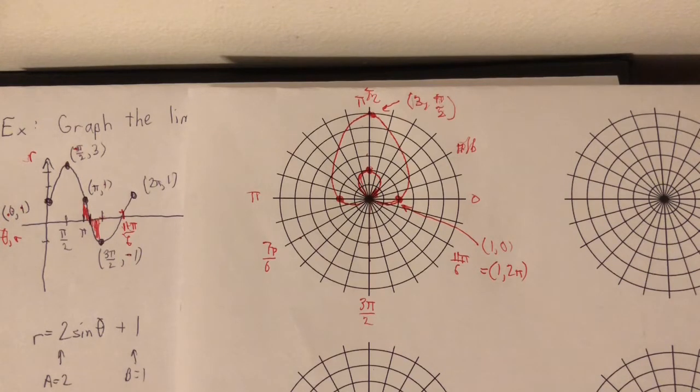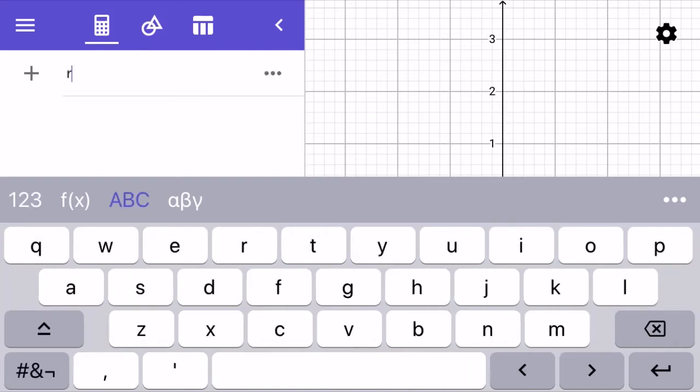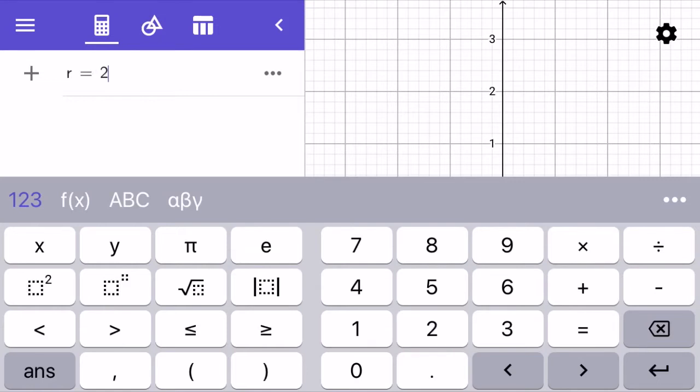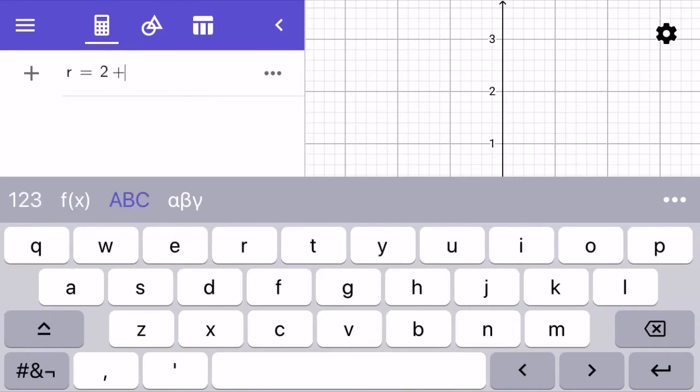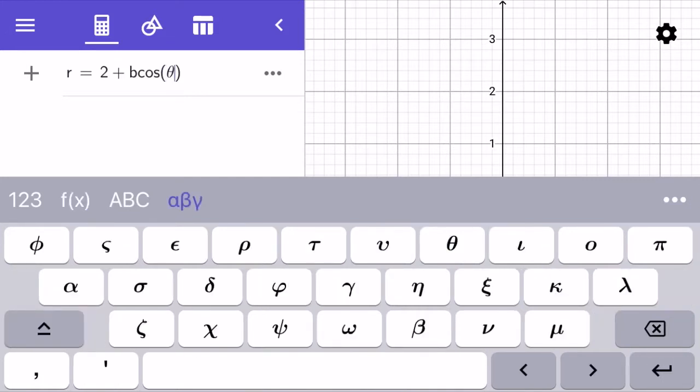So we'll take a look in GeoGebra real quick at some examples with the cosine family of limaçons. Alright, this is GeoGebra's graphing calculator app, and we're going to use it to investigate the cosine family of limaçons, 2 plus b cosine of theta. So what I'm going to do is enter that in. I'm going to enter in r equals 2 plus b times the cosine of theta.